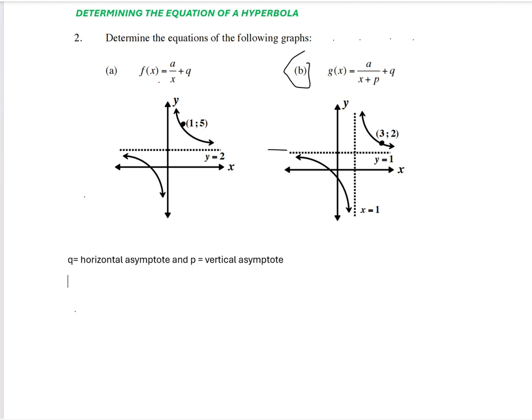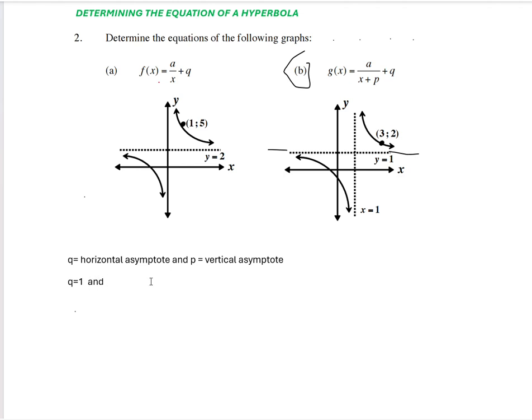So let's write down our asymptotes. First of all, we have the horizontal asymptote, which is our Q. What is the value of Q? How do we find our horizontal asymptote? You look at the dotted lines here. They say this line is y is equal to 1. So our horizontal asymptote, the value of Q, is 1.